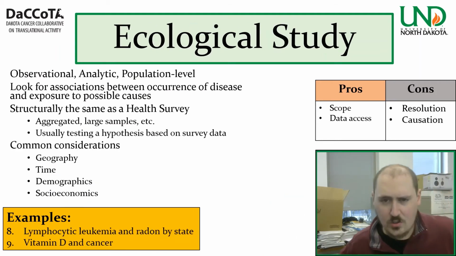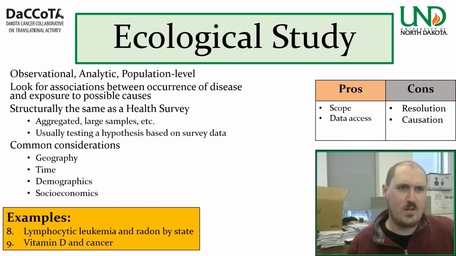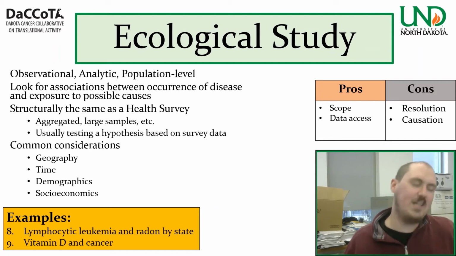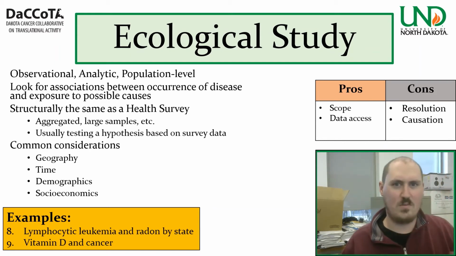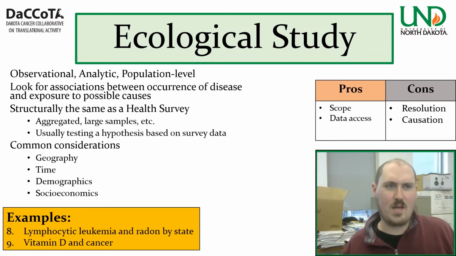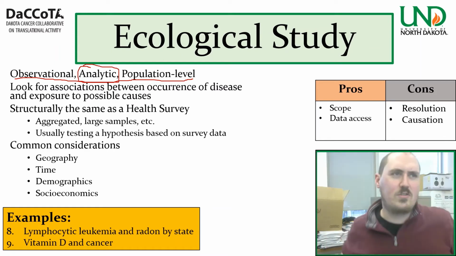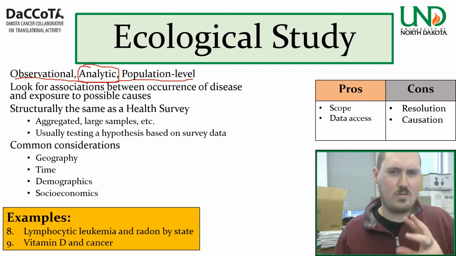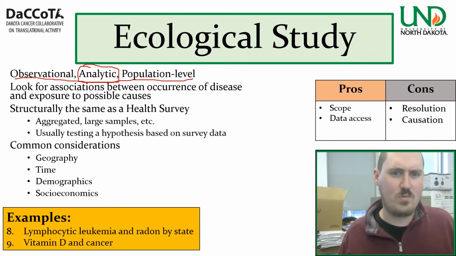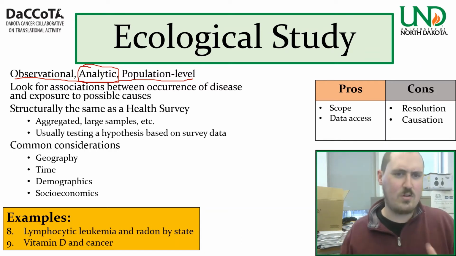So, scuttling right along to our ecological study, which is a little bit confusing because this is ecological study in the context of epidemiology, while there's a whole field in biology called ecology, and they're of course doing ecological studies. So that needs to be kept clear: this is an ecological study in the sense of an epidemiological study design. Anyways, it's very similar to the health survey in that it's observational and population level. The difference is that it's analytic, because a health survey is just descriptive, like what's going on. Now an ecological study seeks to answer questions by looking for associations between the occurrence of disease and exposure to possible causes. So structurally, what they're doing is taking a health survey and testing a hypothesis based on that survey data.